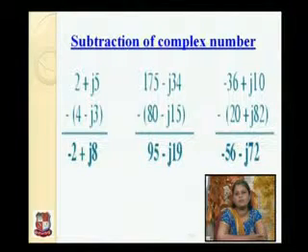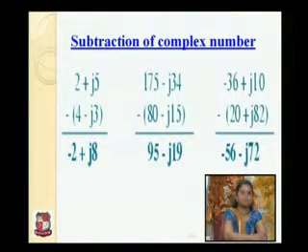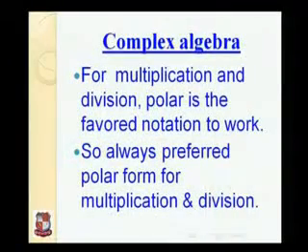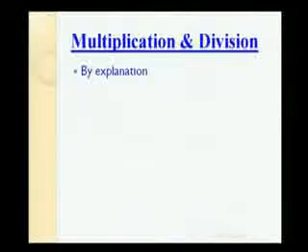Same way, the third example is minus 36 plus j10 minus 20 plus j82. So minus 36 minus 20, so here it is minus 56. And 10 minus 82, so here it is minus j72. So these are the examples of subtraction. Always prefer rectangular form for subtraction. Now for multiplication and division, polar form is the favored notation to work in. So always prefer polar form for multiplication and division because it is very easy in polar form.